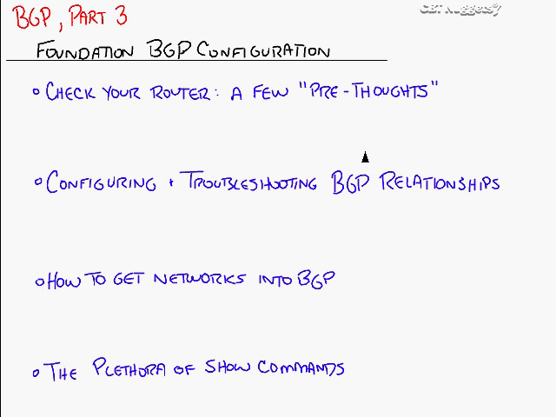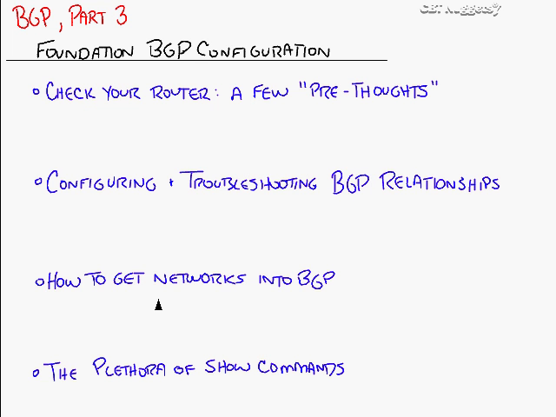We'll then get directly into the configuring and troubleshooting of BGP relationships and setting up BGP peers to trade routes within and between autonomous systems. Then there is this one confusing thing, the third bullet, how to get networks advertised into BGP. This is something I've seen a lot of people do.